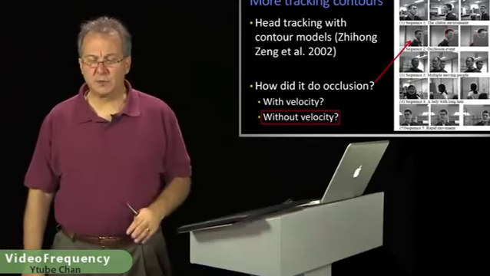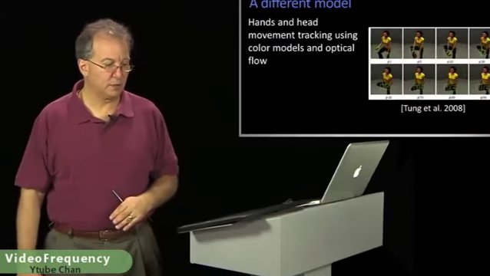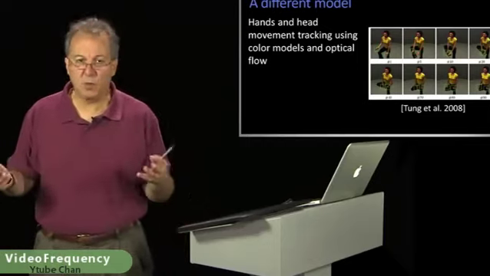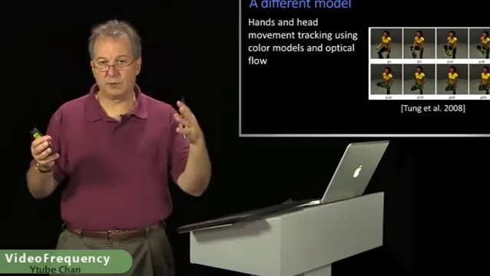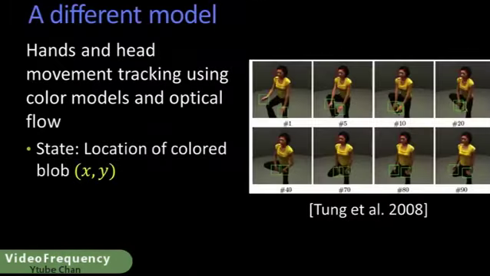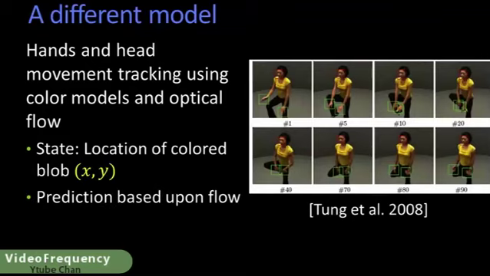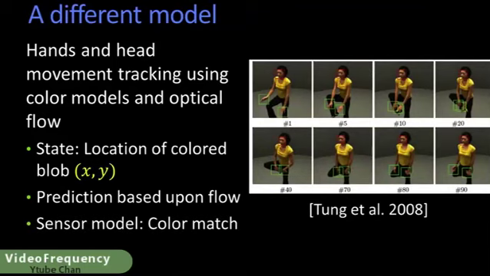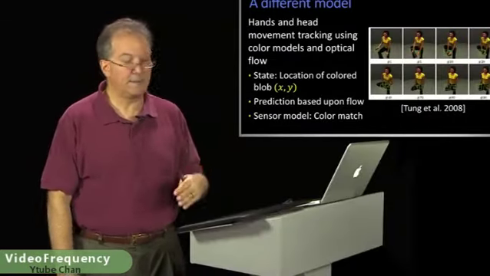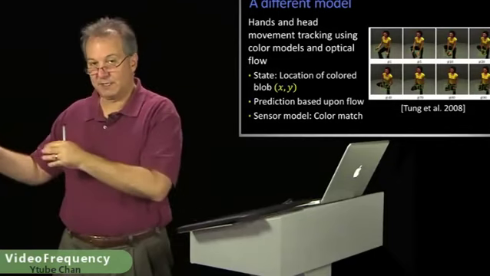You can do interesting things with states. So here we have the head contour. Another kind of model is, suppose you've got some way of detecting colored blobs that represent, say, hands and head. Now your state might be the XY location of the hands and head, and your measurement might be where you think the colored blobs are, and your sensor model might be how well the predicted blobs match the color. You can use sort of any model you want as long as you can have a state and you can talk about how that state expresses itself.